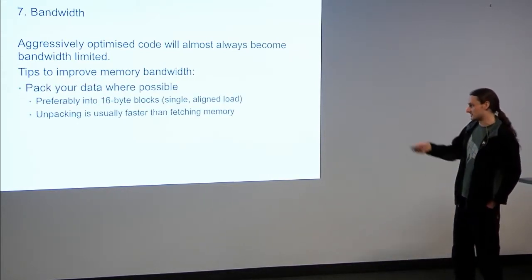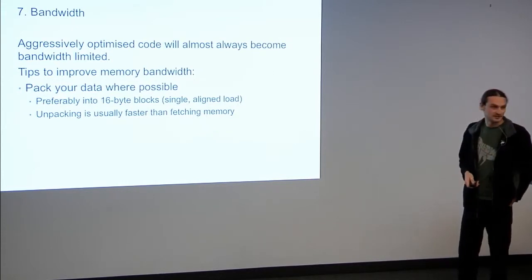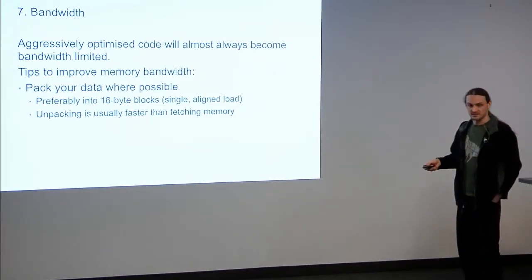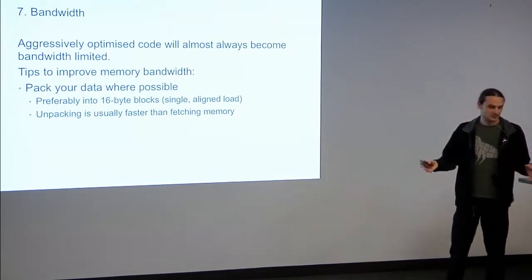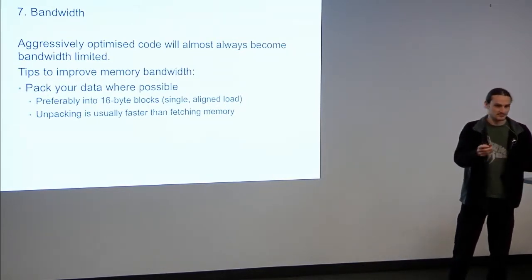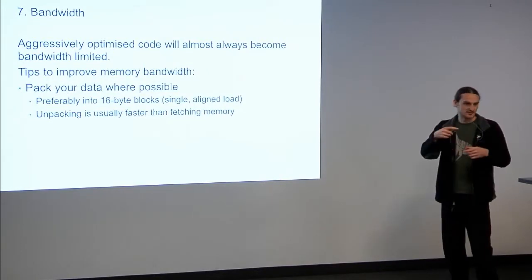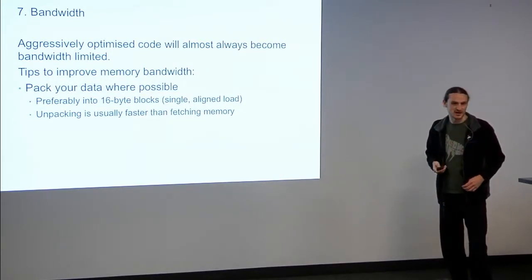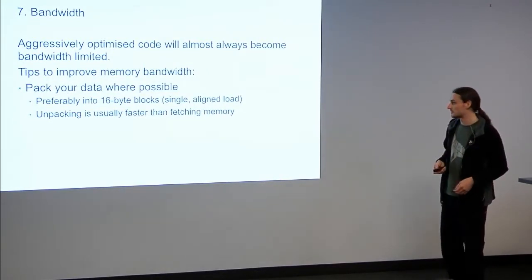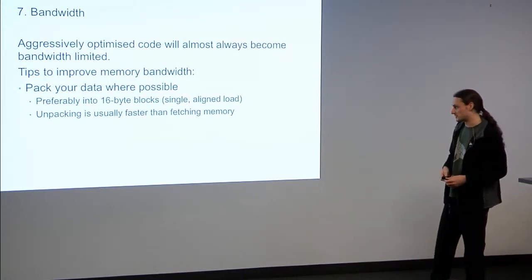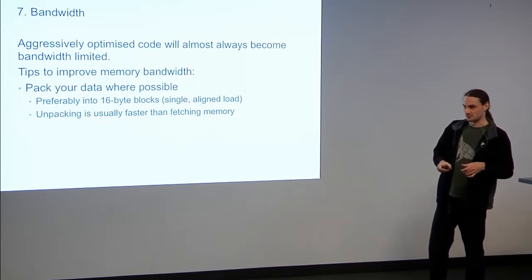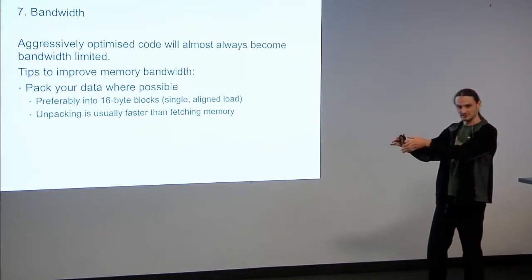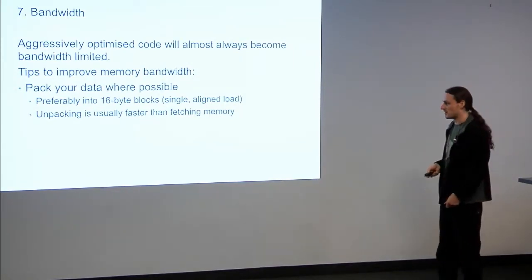Here are some tips. Firstly, you do want to pack your data where possible. There's a bunch of unpacking functions in the SIMD API. If you can fit your data into smaller types, then do it and unpack them as the first step of your algorithm. It's almost always faster than fetching from memory. And make sure that your data is packed into 16-byte blocks because we need to do aligned loads. And if you're not in 16-byte blocks, you're wasting a few bytes of padding. So keep that in mind.